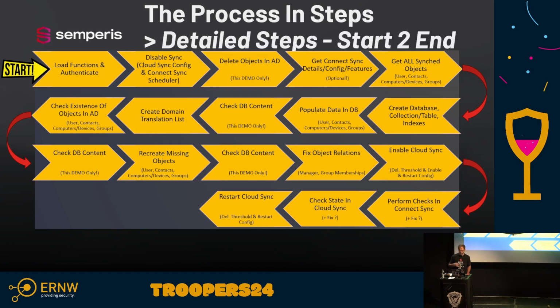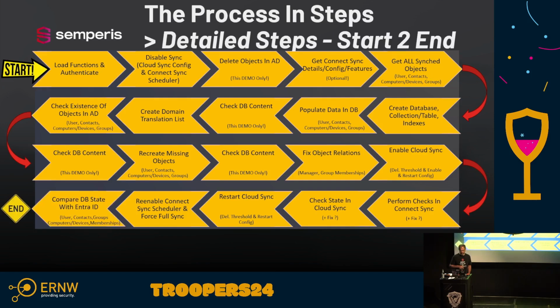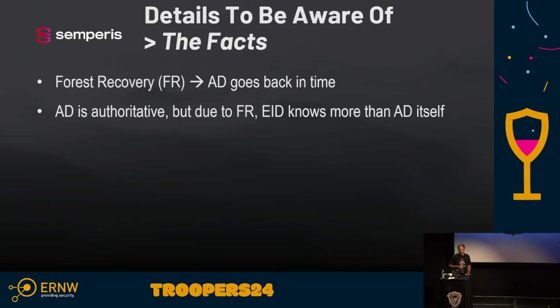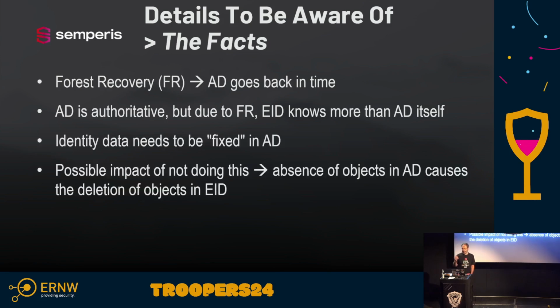Restart Cloud Sync. Restarting Cloud Sync means trigger a full sync. You need to do a full sync. Re-enable the scheduler for Connect Sync, so that one also starts to work, and then compare the state, and it's done. Things to be aware of. Forced recovery means you go back in time. AD is authoritative, but now, due to the restore, Entra knows more. Identity needs to be fixed.